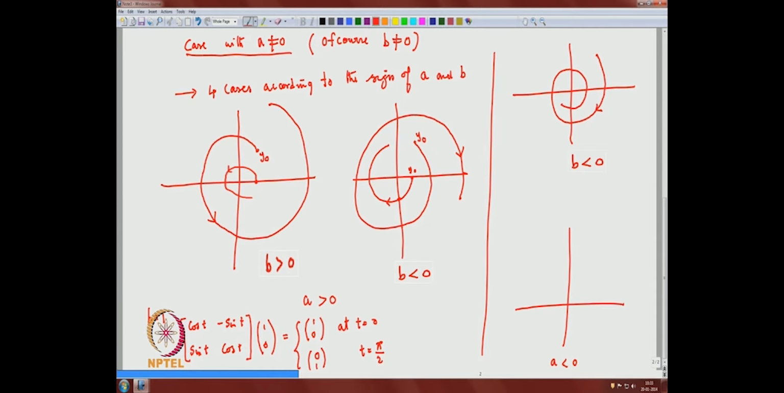So this is a situation with B positive. Then if you start from here, see, it will go to the origin, the spiraling. So this is A negative with B negative, and this is A negative with B positive.